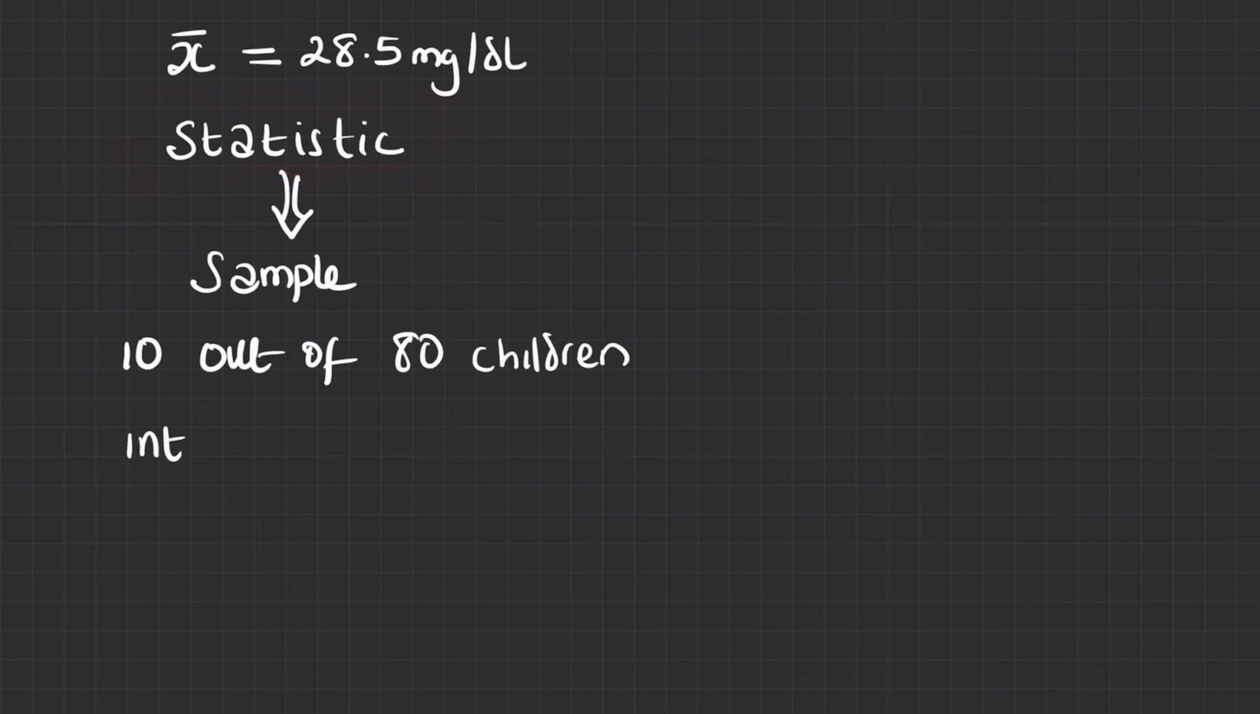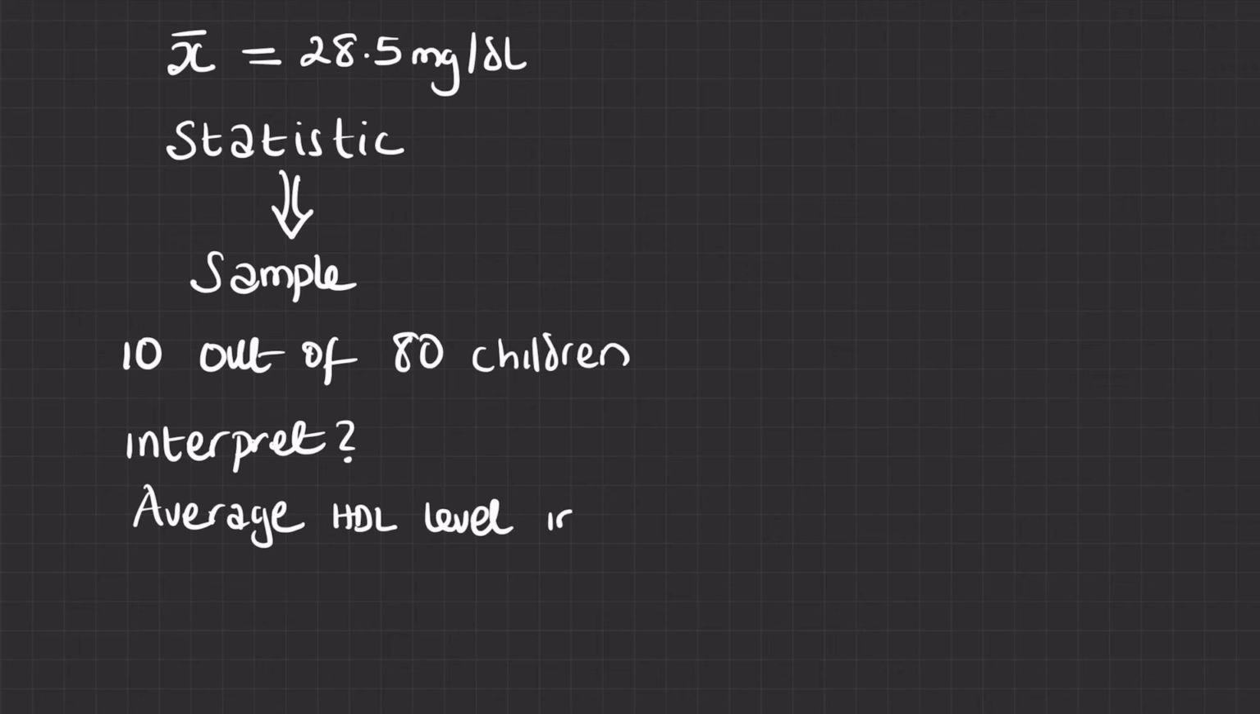Alright, lastly, how can we interpret this finding? Well, this is simple. It just indicates that the average level of HDL in the sample was 28.5 milligrams per dL. And this simply means that the typical HDL in that population is about 28.5 milligrams per dL. Now, the mean is important because it includes every level from our data, and it depicts the central tendency of that data. And that's all about the mean.